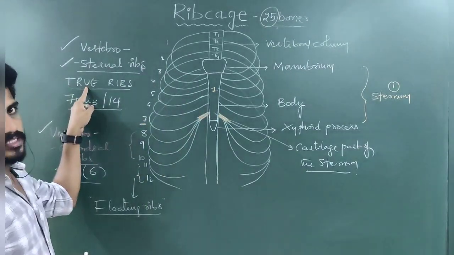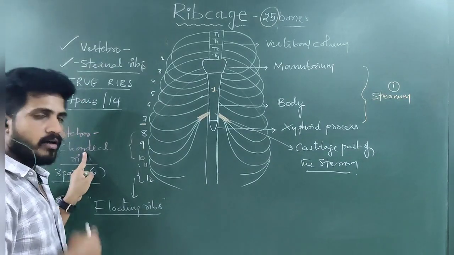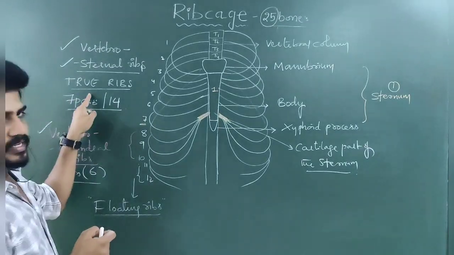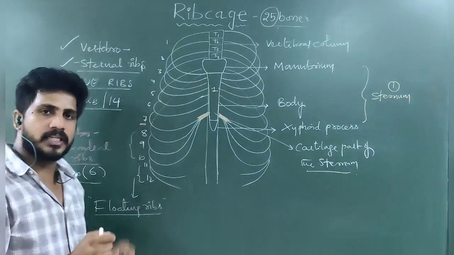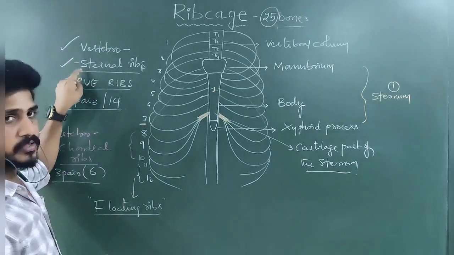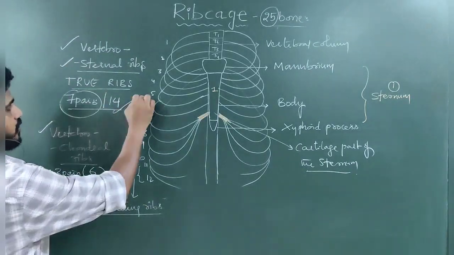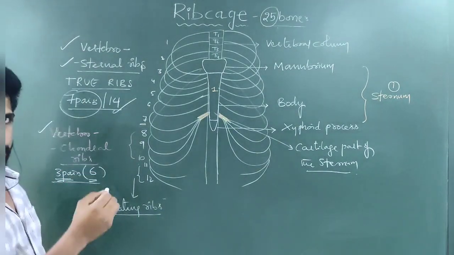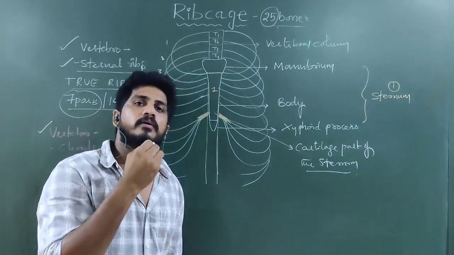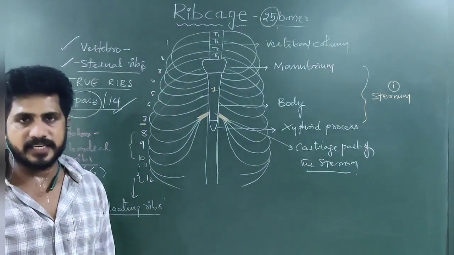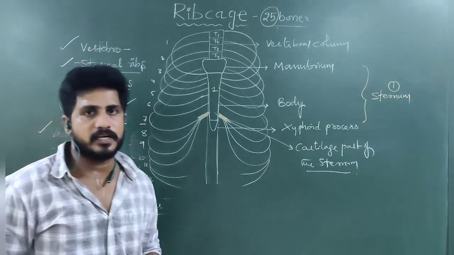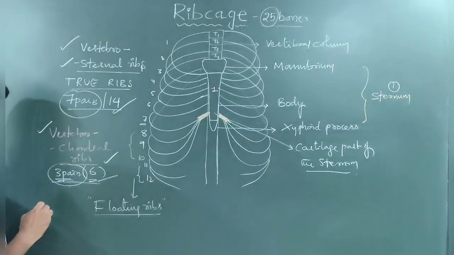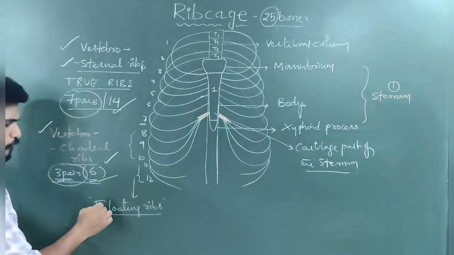In the first case, they started from the vertebral column. In the second case, all ribs are from the vertebral column. In the third case, it is also from the vertebral column. But in the first case, they come from the vertebral column and connect to the sternum directly. That's why they are called vertebrosternal ribs. Their number is 7 pairs or 14. In the second case, all these 3 pairs or 6 rib bones are connected from the vertebral column but not directly connected to the sternum. They are connected to the cartilage part of the sternum. Hence, they are called vertebrochondral ribs. The number is 6 or 3 pairs. Other than these two, floating ribs are there.